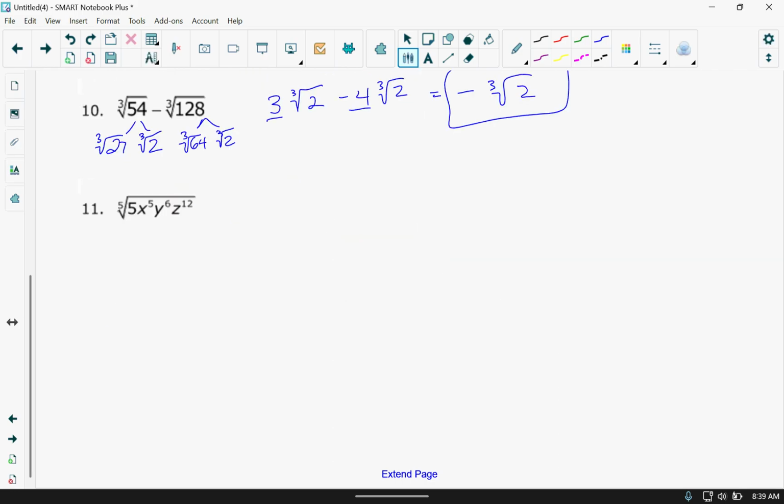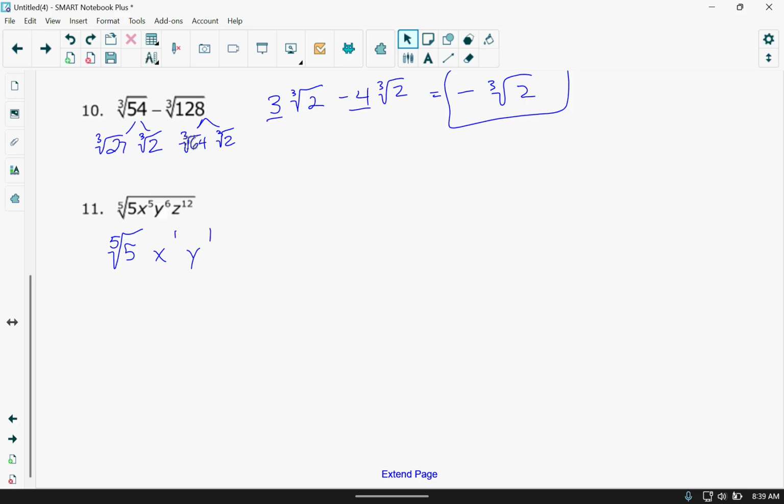Okay, number 11 says the fifth root of 5, x to the fifth, y to the sixth, and z to the 12th. So we're just going to do each one of these individually. First, 5 doesn't have any factors, so it's just going to stay fifth root of 5. Now for the exponents, you want to see how many times the index goes into the exponent. So 5 goes into 5 one time, so that means x to the 1 comes out. Now 5 goes into 6 one time without going over, so that'd be y to the 1.